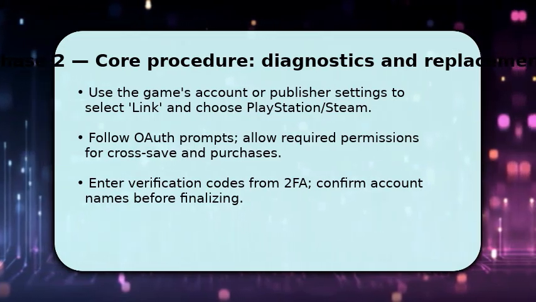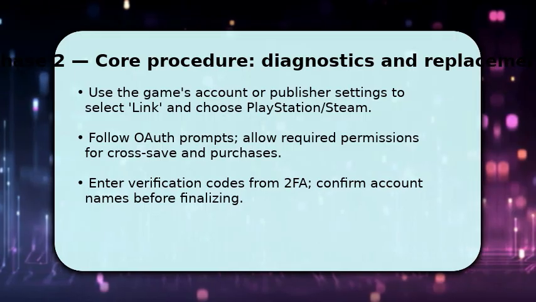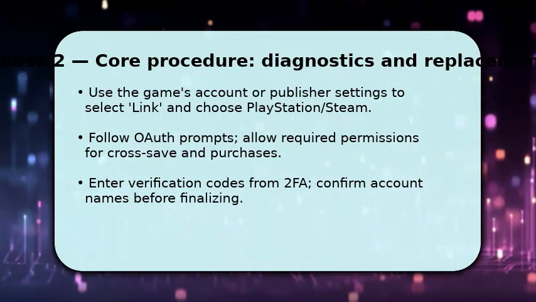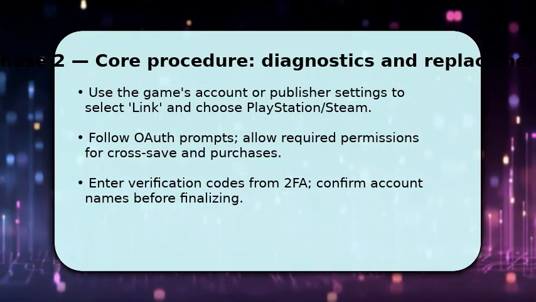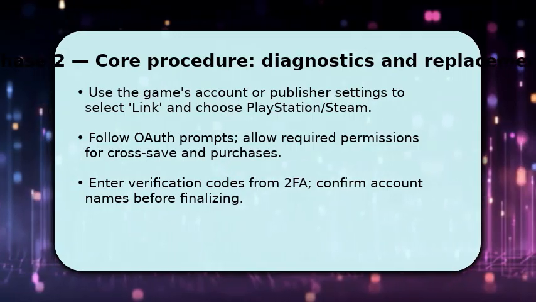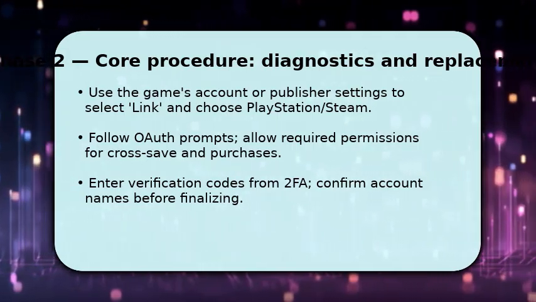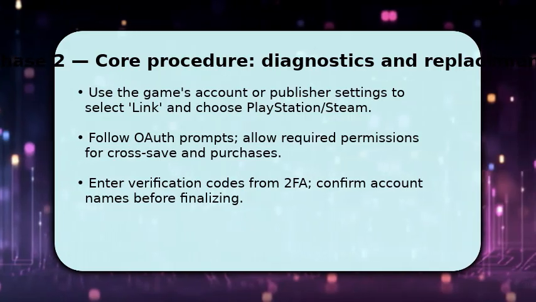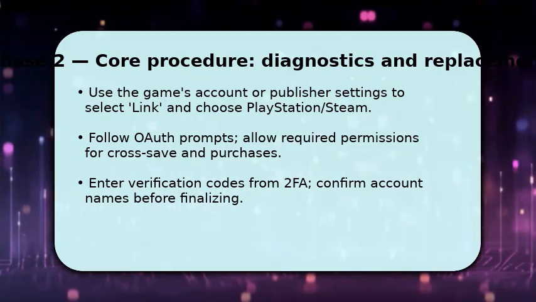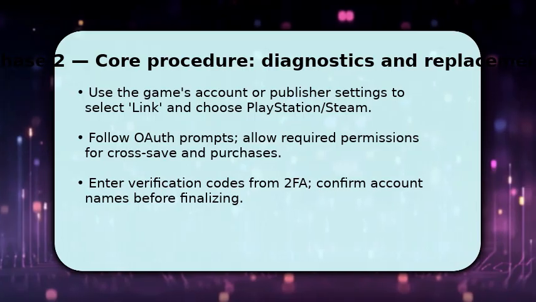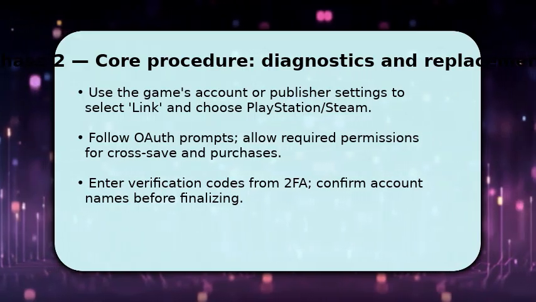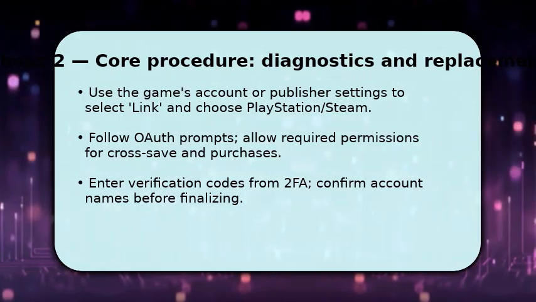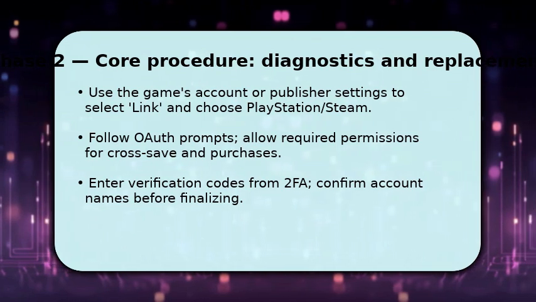When the OAuth prompt appears, read the requested permissions. Allow cross-save and inventory access only if you agree. Once prompted, enter the two-factor codes generated by your authenticator or SMS. Make sure you confirm the displayed account names before you finalize. This prevents linking the wrong profile. If the game asks to migrate progress, select the appropriate option and wait for the confirmation screen.